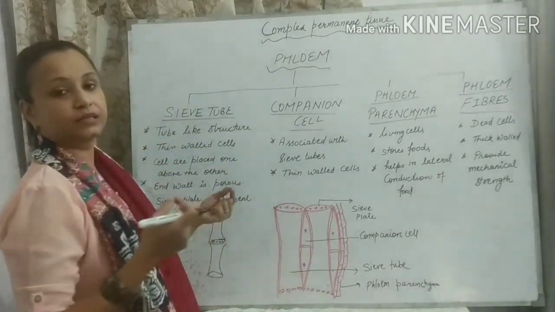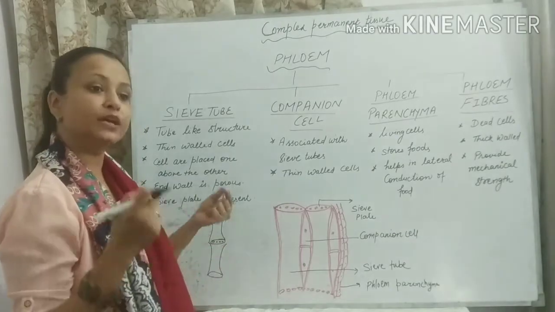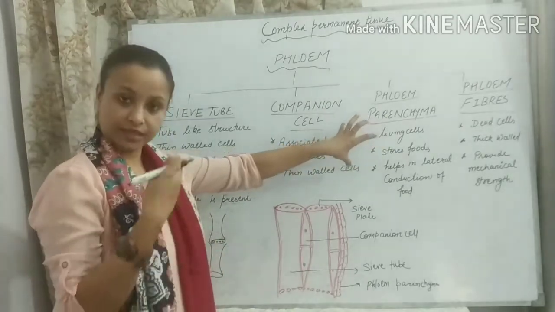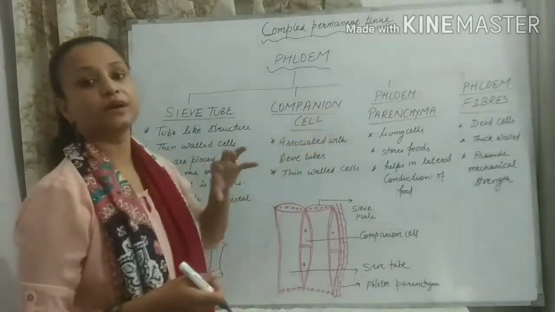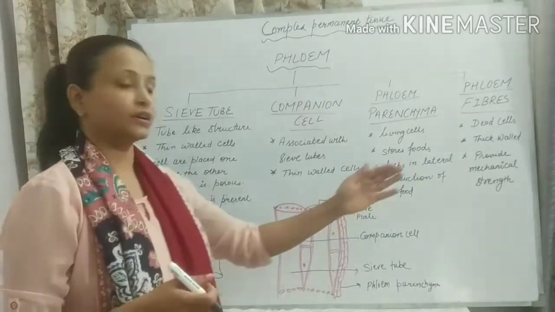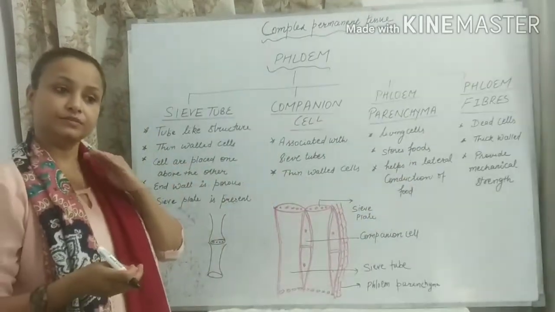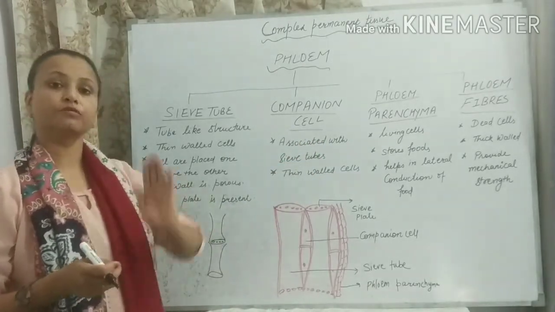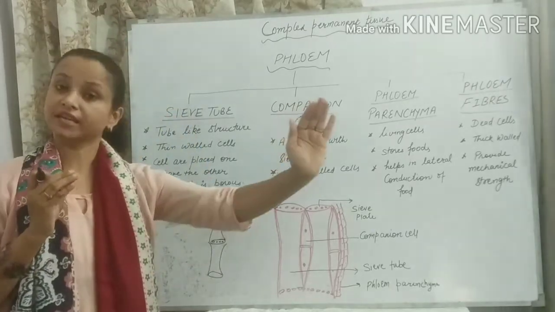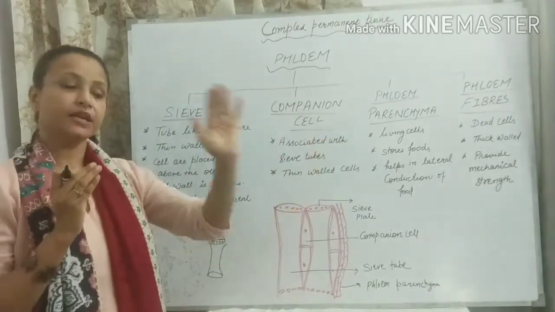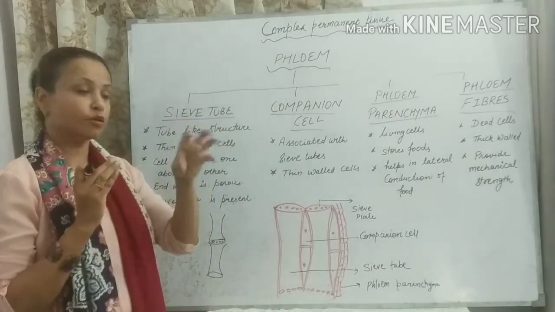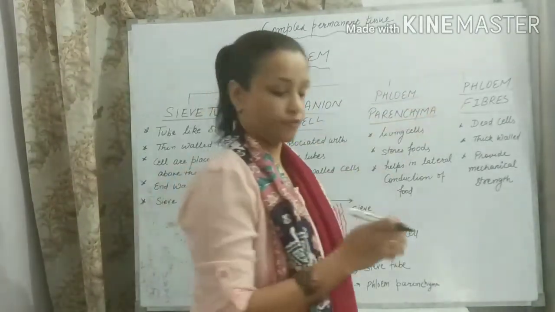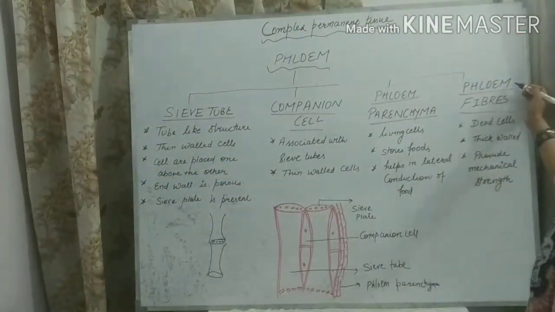Now come to the phloem parenchyma. As we all know, parenchyma is living tissue, and the main function of parenchyma is to store food. It stores food for further conduction, and phloem parenchyma also helps in lateral conduction of food. Lateral means horizontal conduction, because sieve tubes are involved in the vertical conduction of food, and the horizontal or lateral conduction happens because of the phloem parenchyma cells. Got it, students?